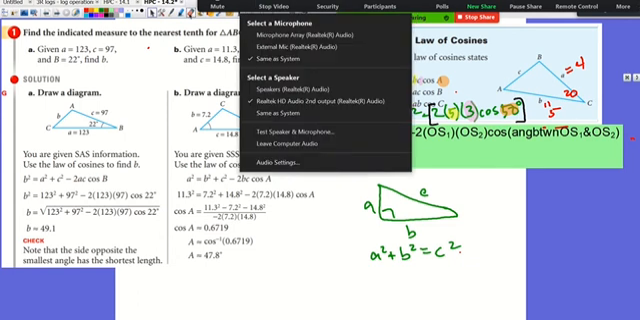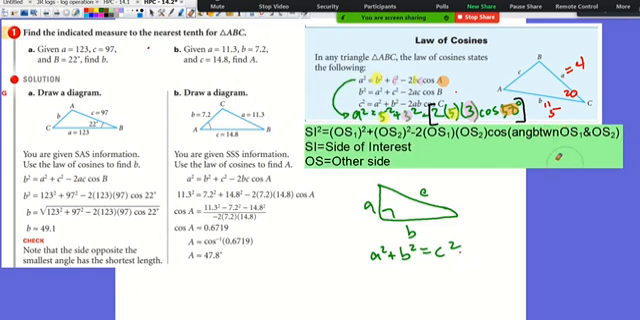Okay, so how do we plug in with my formula? Now we're interested, let's say the problem's asking for little c. I'm interested in little c, so that's going to be the side of interest, little c squared.